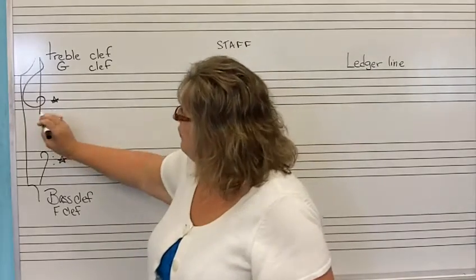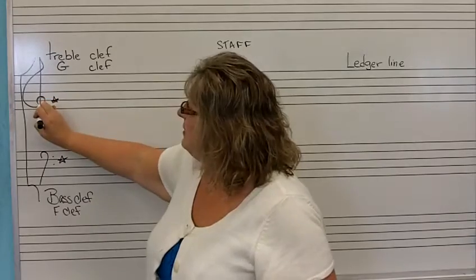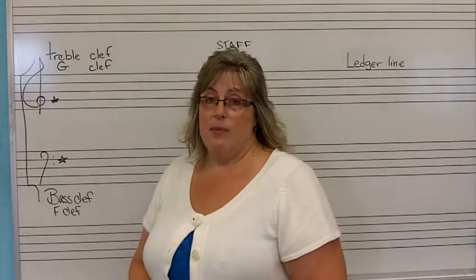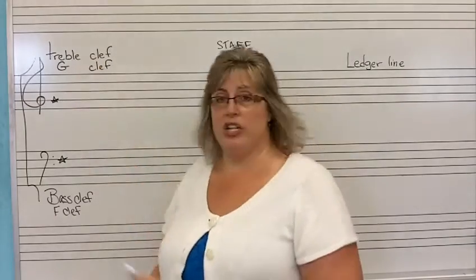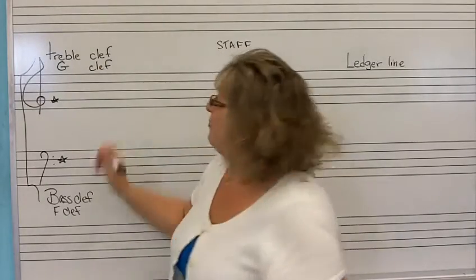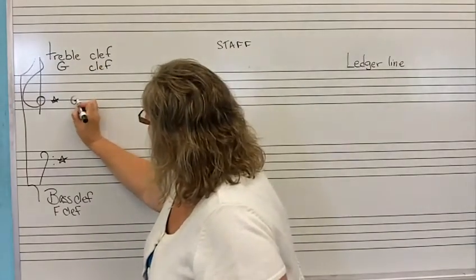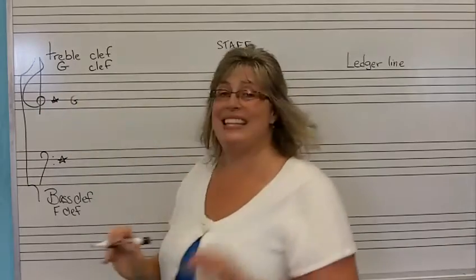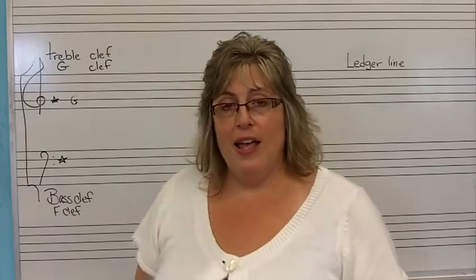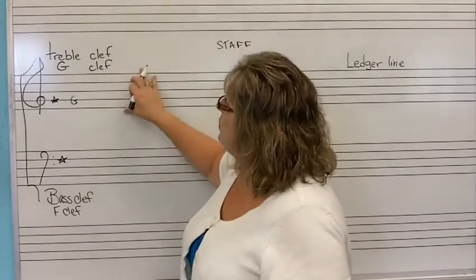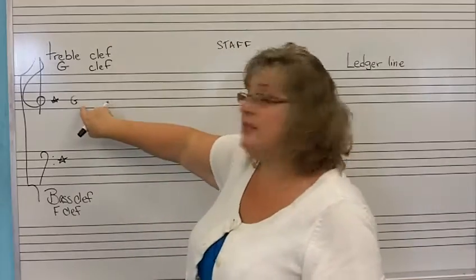On the treble clef, the loop goes around the second line. Because of that, it's also called a G clef, so a treble clef or a G clef. And it's called a G clef because the note that loop goes around is a G. If you know your musical alphabet, you can figure out any single note on the staff based upon this G.